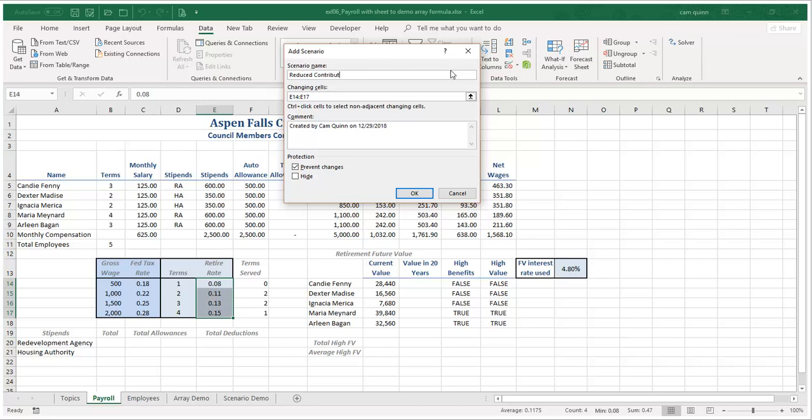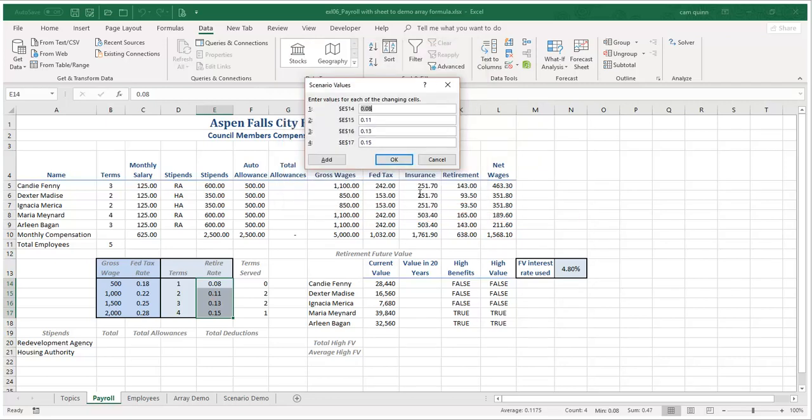The range of cells that we're going to be changing are E14 to E17, so my rates are here, and I'm going to click OK. It asks what rates I want. Instead of 0.08, we're going to go 0.07. Instead of 0.11, we're going to 0.10. Instead of 0.13, we're going to go 0.12. Instead of 0.15, we're going to have 0.14. If I wanted to add another one, I could do that. I'm going to click OK, and I've created that scenario.